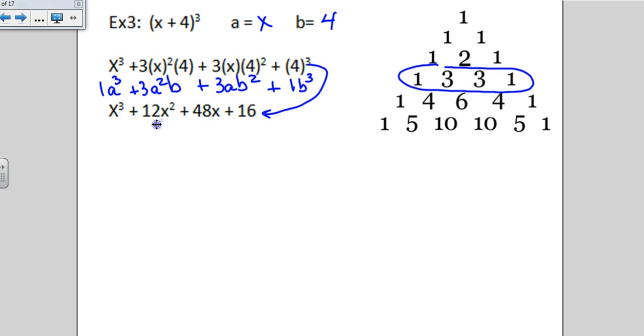So 3 times 4 gave us the 12x squared. 4 squared is 16 times 3 gave us 48x. And then this should not be a 16, this should be a 64. Need to change that. Alright, so that's our binomial expansion of x plus 4 to the third power.